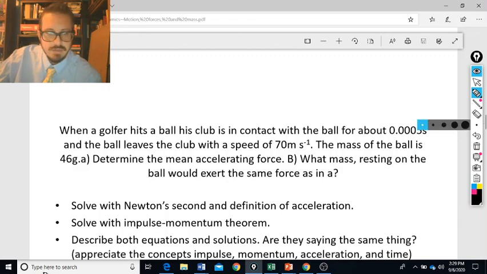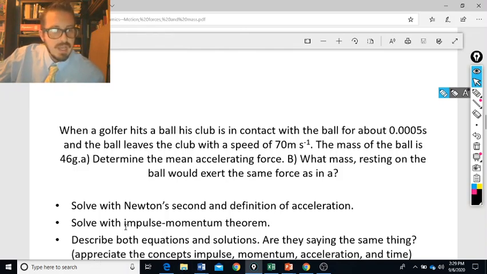I leave it to you if you'd like to work through that based on your knowledge of momentum currently, especially for those students that have gone through pre-AICE already, and then describe both equations and solutions. And are they saying the same thing? Think about that.